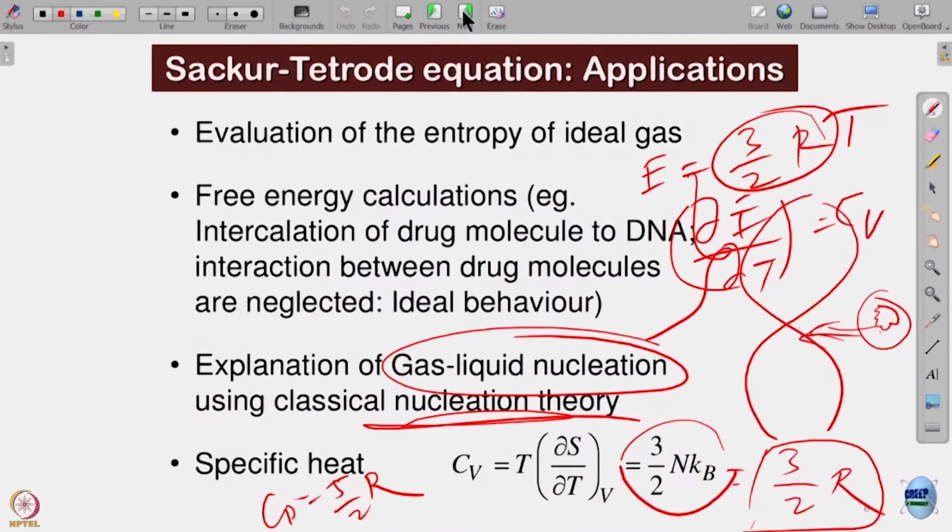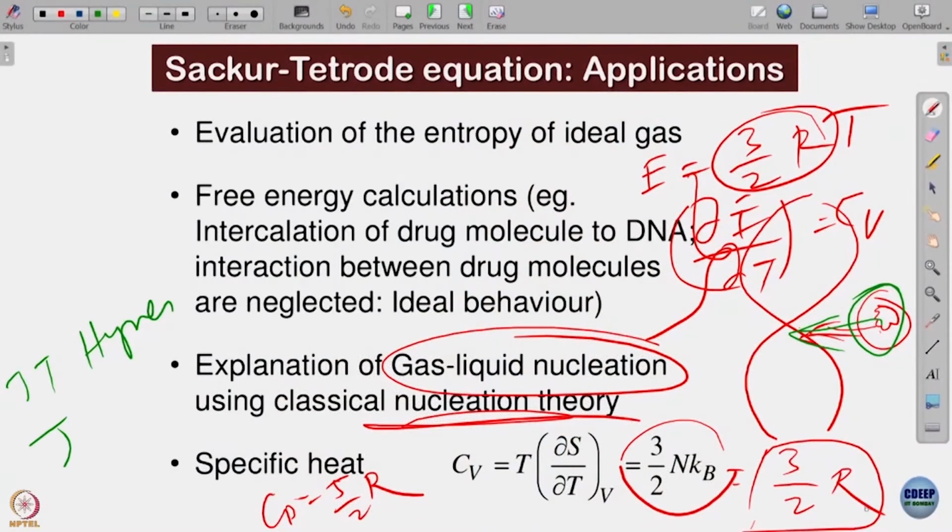So, then we commented that we use this Sackur-Tetrode equation in drug DNA intercalation. We discussed this thing, that this drug is going to go into the minor or major groove, and this is a very important problem in chemotherapy or many other drugs.